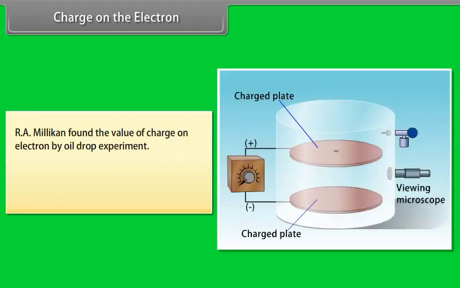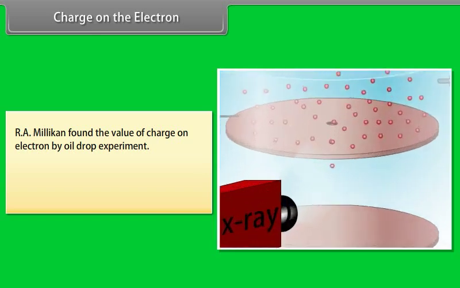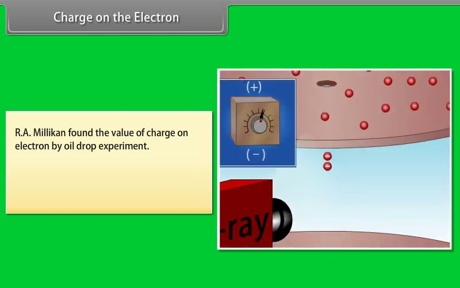Charge on the electron. R. A. Millikan found the value of the charge on the electron by the oil drop experiment. The oil droplets enter the apparatus through a small hole and are allowed to fall in between two charged plates. The motion of the droplets is observed with a microscope. The space between the charged plates is irradiated with X-rays. The X-rays ionize the molecules of air. One or more electrons thus produced may be absorbed by an oil droplet.